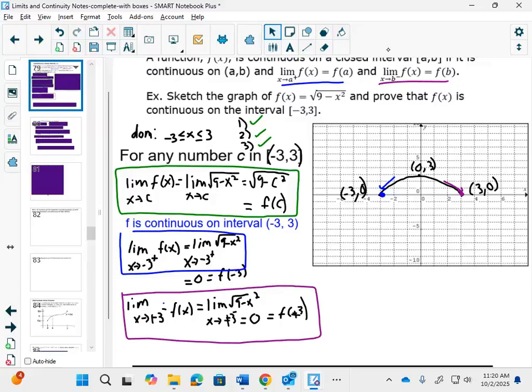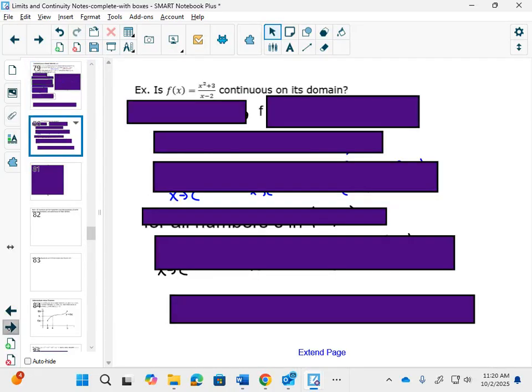Okay? The next definition we're going to look at is: is something continuous on its domain? In other words, if x is possible, is it continuous where x is possible? So here we have x squared plus 3 over x minus 2. I hope you recognize that there's a non-permissible value at 2. If you graph this, it would be a vertical asymptote at 2. The domain is everything but 2.